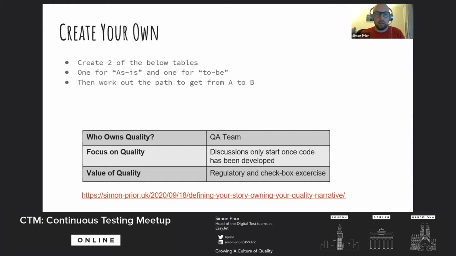So for the quality narrative, as I say, create 2 boxes like this as below, and literally list out who owns quality now, where the focus on quality is, what the value of quality is, and then do it for the to-be as well. Then you've got your as-is and to-be, and you can work out the path of getting from A to B.